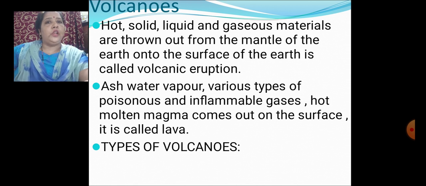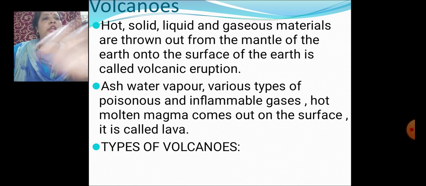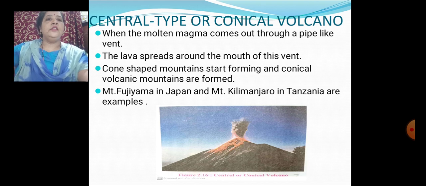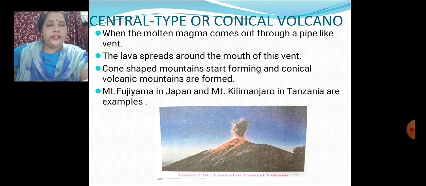There are two types of volcanoes. Here we are going to learn about the types of volcanoes. The first one is the central type or conical volcano. The name itself tells you what type of volcano it can be: central type or conical in shape, like a triangle. The molten magma comes out through a pipe-like vent, as if from a sprinkler, and the lava spreads around the vent.